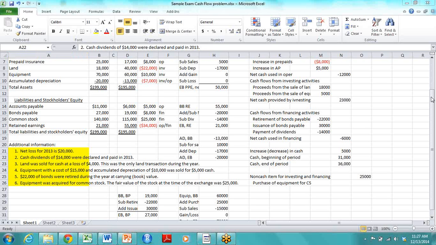So let me do the free cash flow real quick. Hold on. Let me do free cash flows real quick and then I'll answer the rest of the questions.